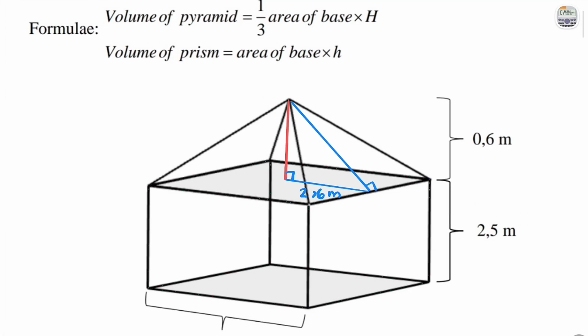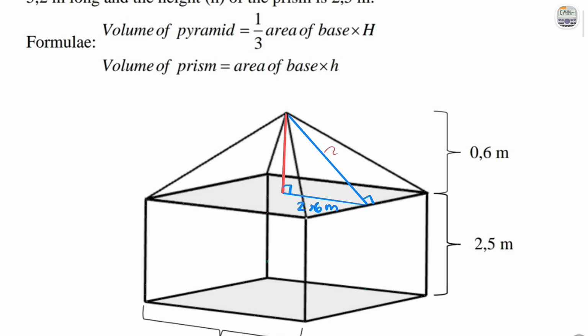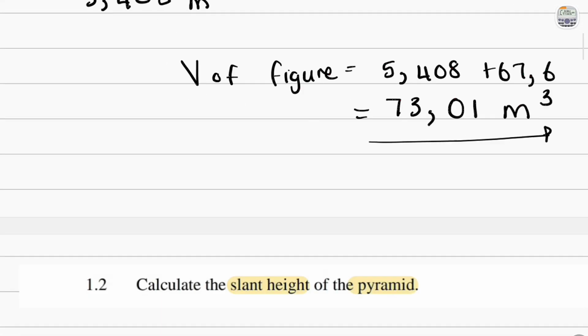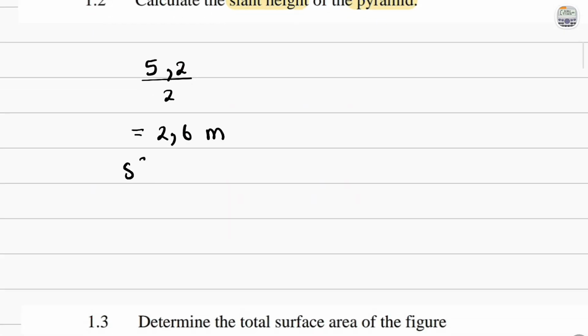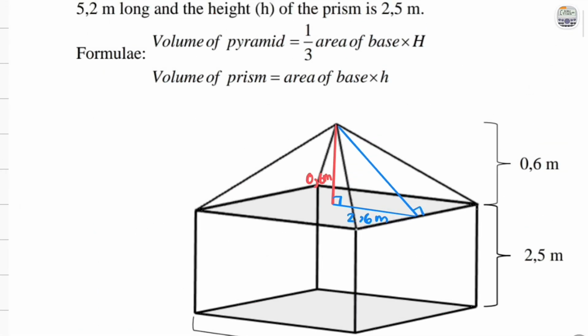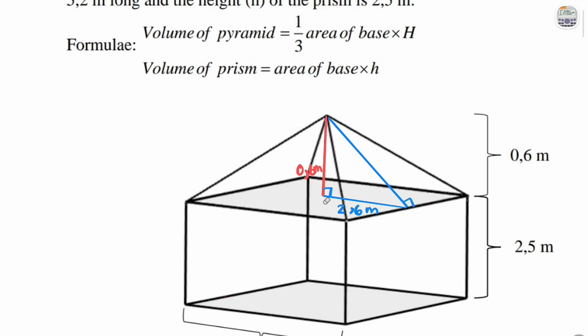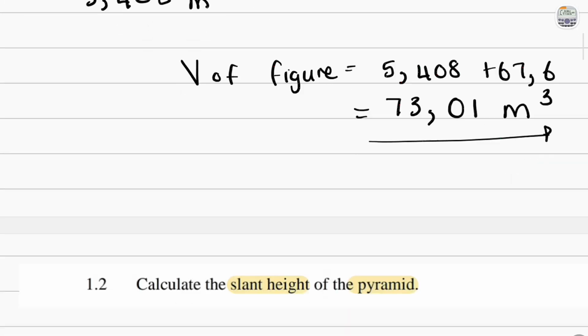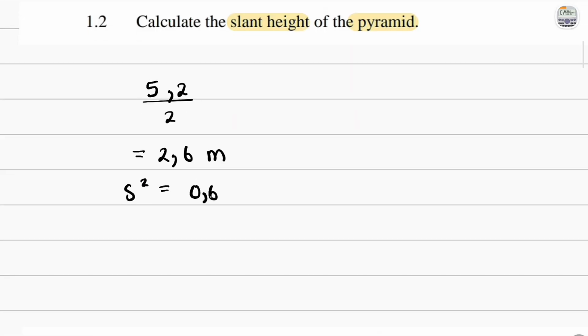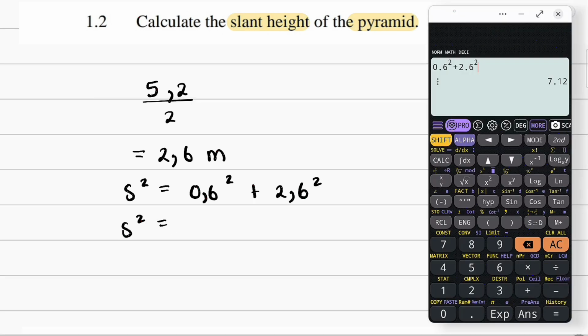So we know that this little part over here is just 2.6 meters. And what can we do now? To find this slanted height, we will use Pythagoras, knowing that this is 0.6 meters. So we'll say that slant height, we can call it S. So S squared would simply be found by saying, take this side squared, 0.6 squared, plus 2.6 squared. So 0.6 all squared plus 2.6 all squared. And then slant height squared equals, and that is 7.12.